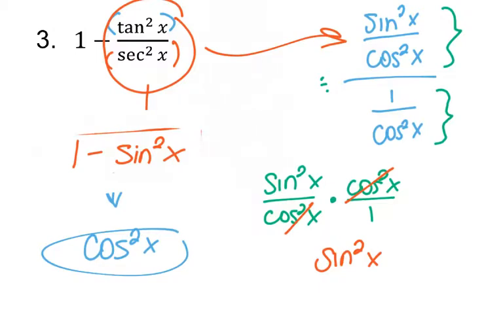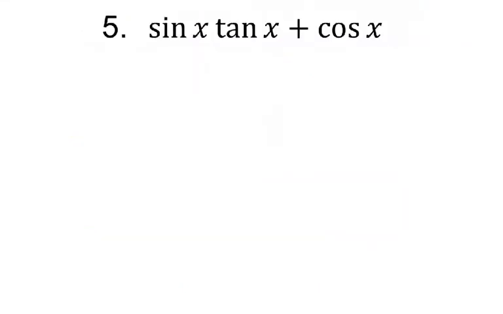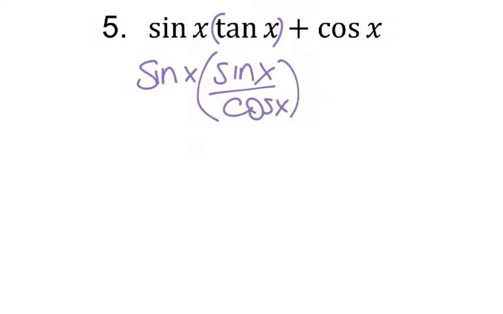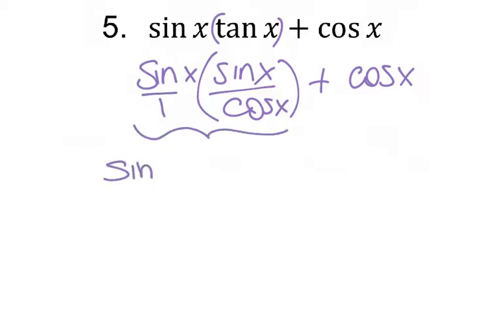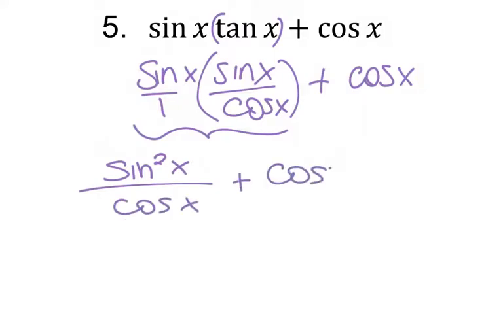All right, let's move on to one more problem. So let's take a closer look at this. I have sine x times tan x, and it looks like the only thing I could really replace is tan x. So I'll go ahead and do that. So I'll have sine x times, let's do this, sine x over cosine x, and that will be plus cosine x here. Now, I'll multiply these two together, and I'll have sine squared x over cosine x plus cosine x coming from over here.